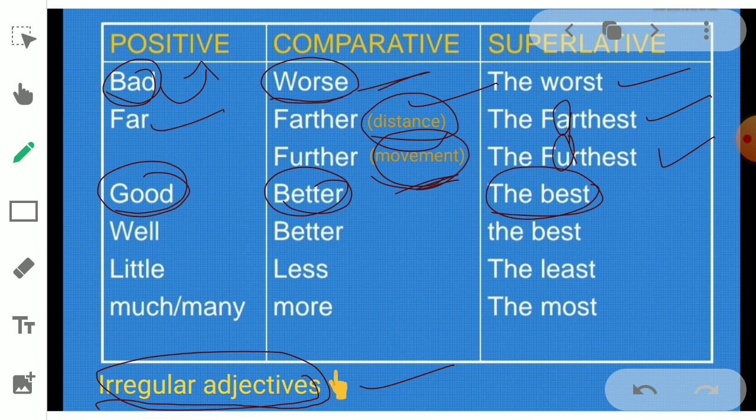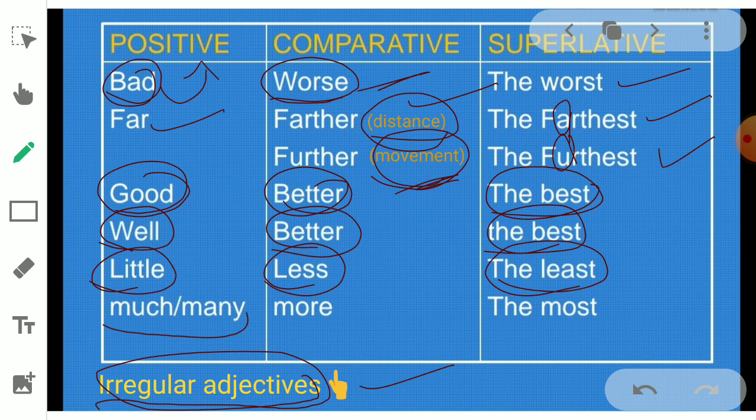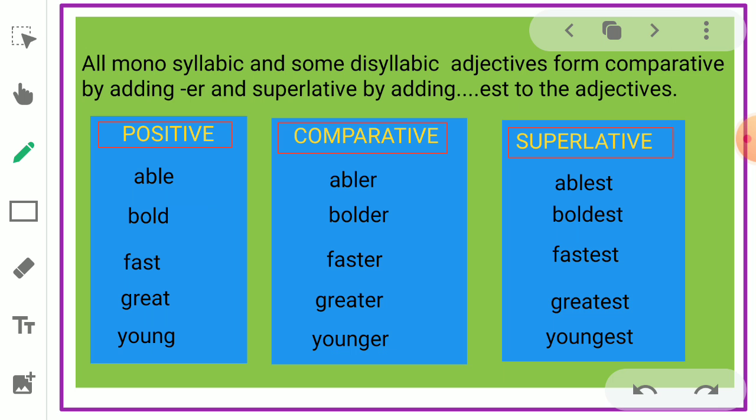Keep in mind, it's very important. Well, better, the best. Little, less, the least. Much or many, more, the most. So these irregular adjectives are very important to know. Keep in mind.